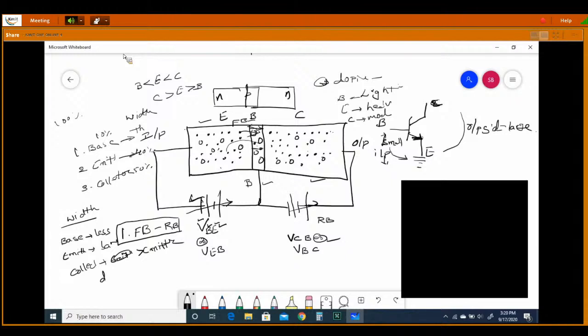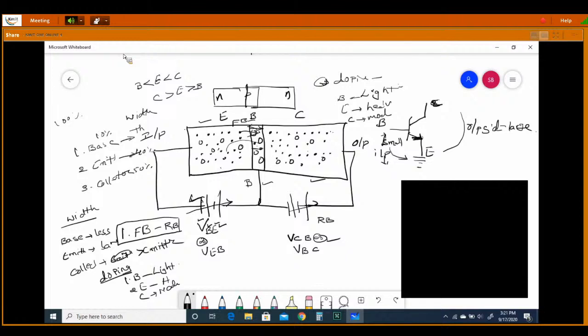Now coming to the doping case, the doping concentration, how are these three regions doped? Base is lightly doped. Lightly we are doping the base. Emitter is heavily doped, and the collector is moderately doped. These are the doping profiles of your three regions.